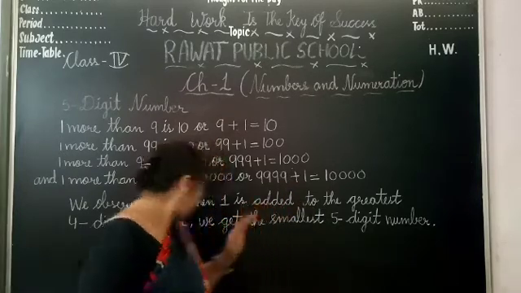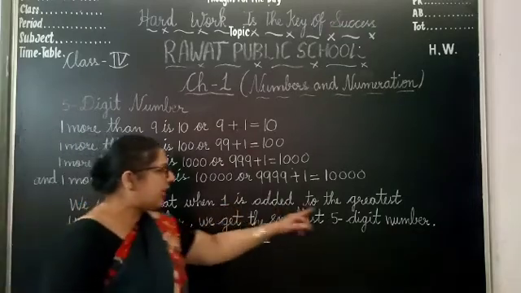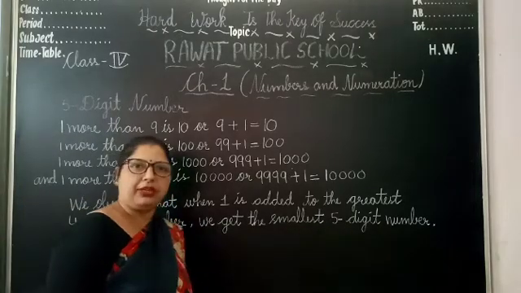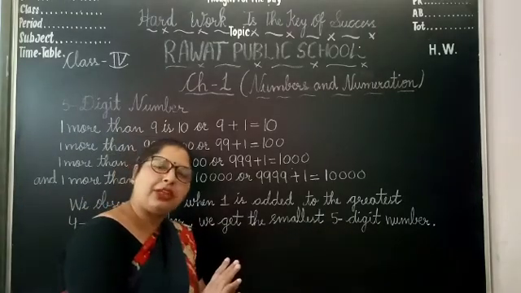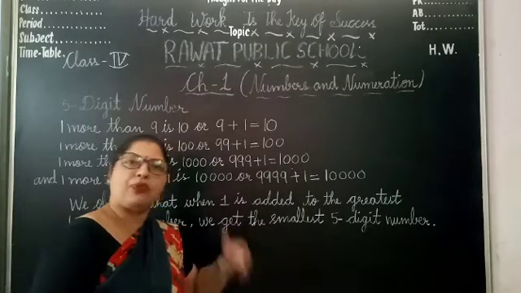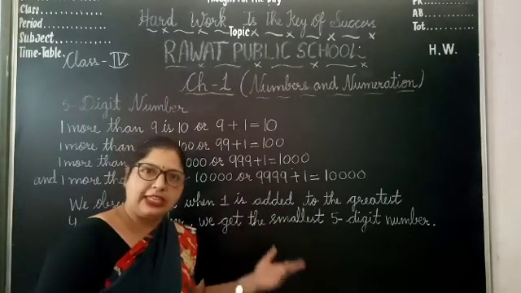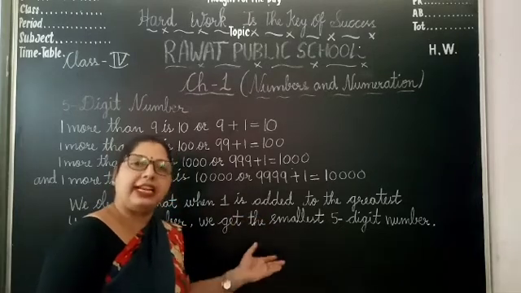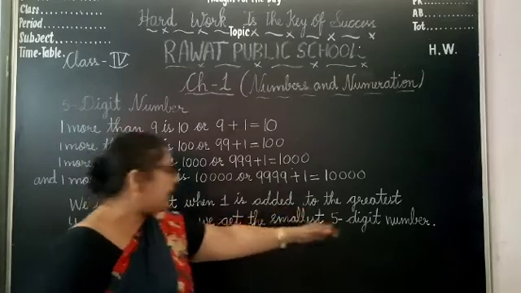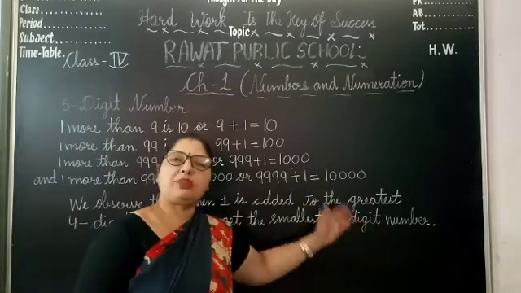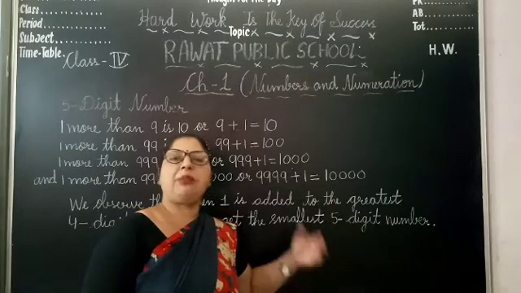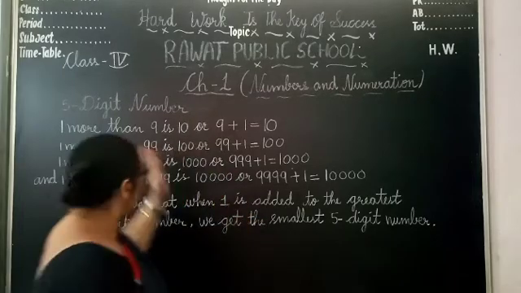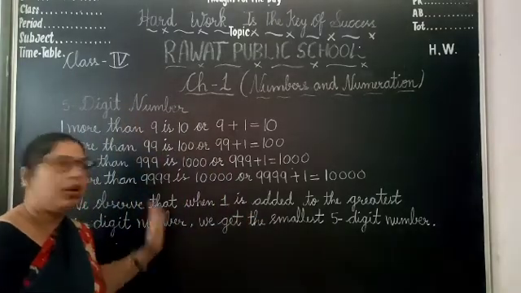You understand very well. So we observe that when 1 is added to the greatest 4-digit number, we get the smallest 5-digit number. Whether it is the greatest 1-digit, 2-digit, 3-digit or 4-digit number, when we add 1 to these greatest numbers, we get the smallest 2-digit, 3-digit, 4-digit and 5-digit numbers. So students, see the blackboard. Look carefully.